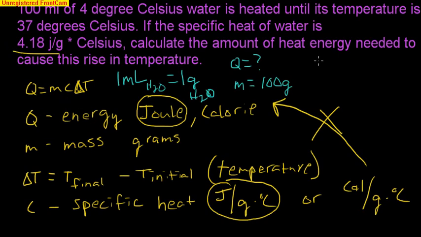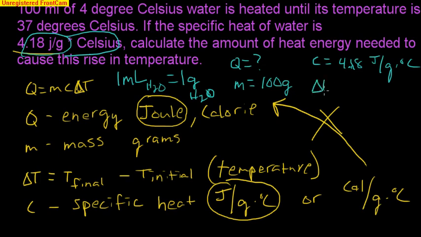Well, the next thing that we're going to look for is C, and the C is a constant. They give it to us, and it is right here. Well, let's include the unit on it also. So it's 4.18 joules per gram times degrees Celsius. And the next thing we have to do is delta T.